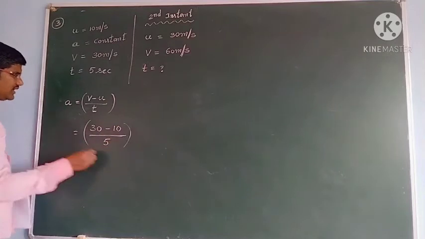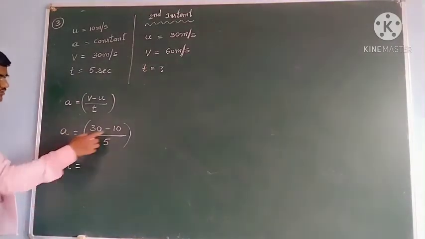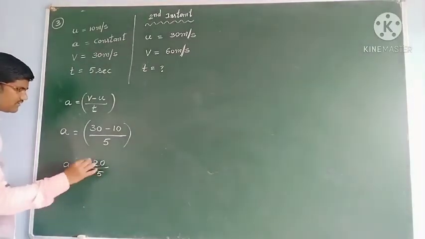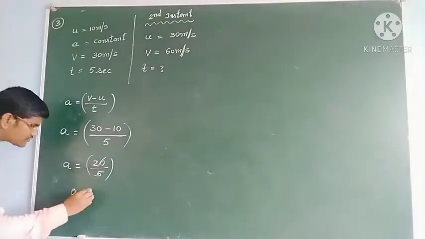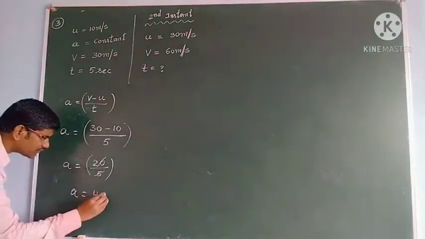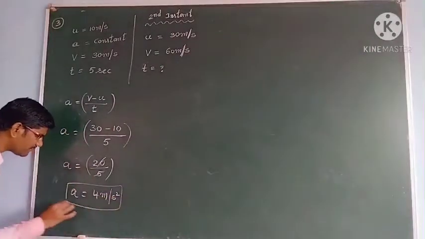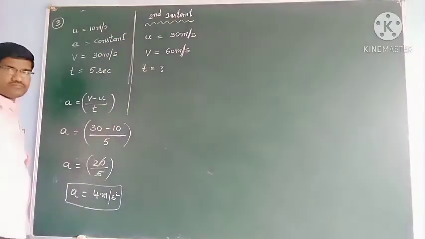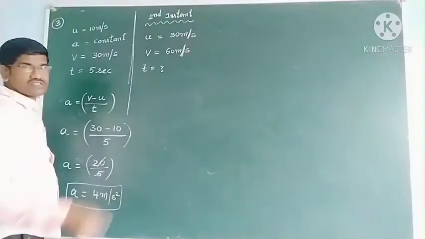Okay, then I will get a value. Okay students, then a is equal to 30 minus 10, 20, 20 by 5. Then a value will become 5 4s are 20, so you will get 4 meter per second square. This is the acceleration you are getting. Okay students, with this acceleration, after what time the final velocity becomes this much, they are asking.